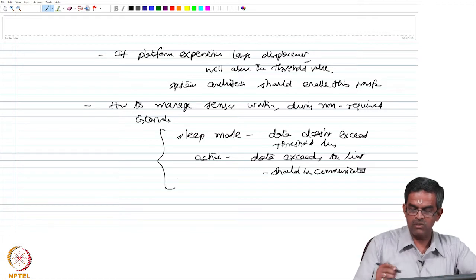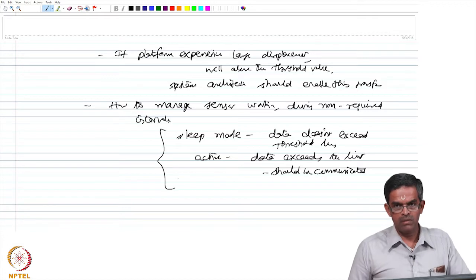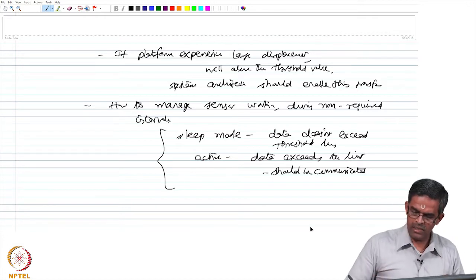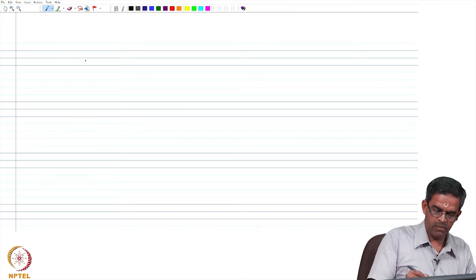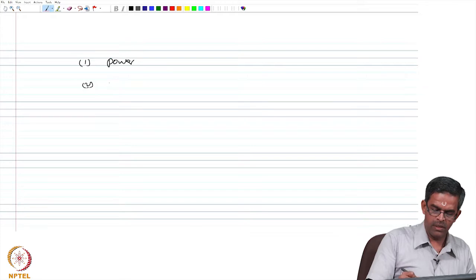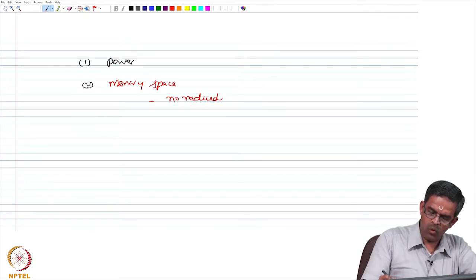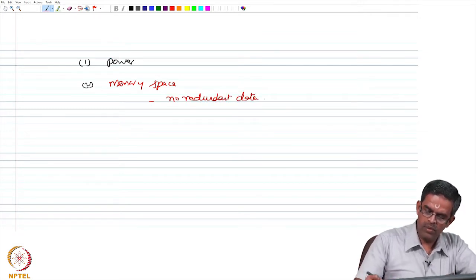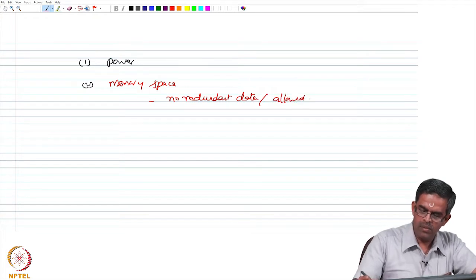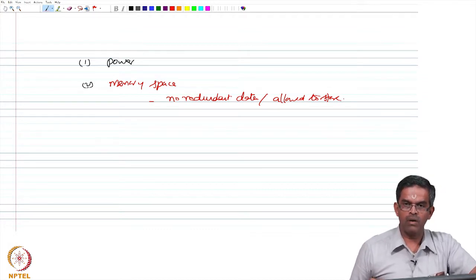This kind of challenge does not happen in case of wired sensors, because whatever data you get, they all will be acquired and transmitted. So, the challenge here is 1 the power, 2 which is a major problem is the memory space. So, no redundant data should be allowed to store. Now, the question comes, how do you know whether the data acquired is redundant or relevant?